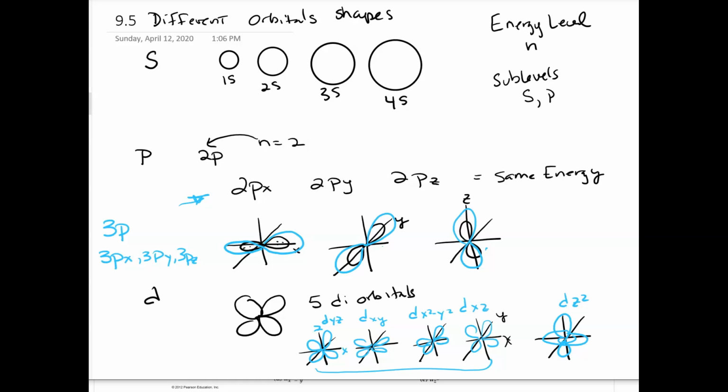Again, because this shape is larger and the distance on average is further from the nucleus, the energies associated with these electrons would be higher in energy. They're less stable. Low energy means more stability, and higher energy means less stability and more likely to leave the atom.